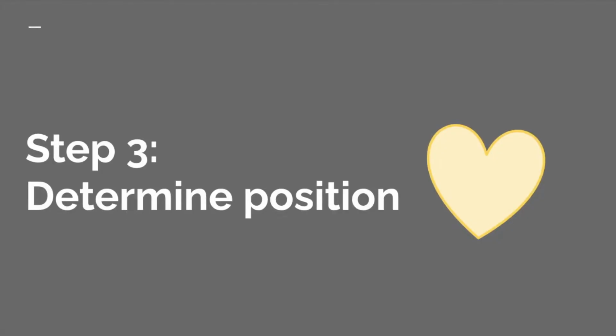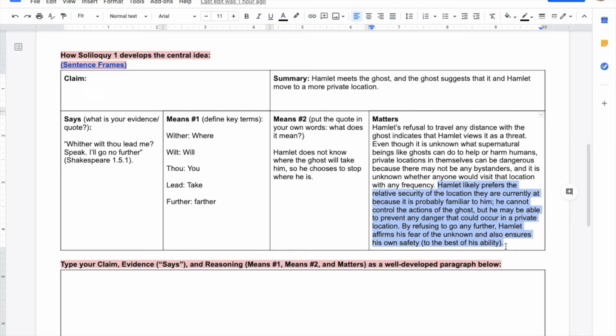I'm thinking about how a position is a writer's unique perspective on the topic. It's the product of critical thinking and reasoning, so I'm going to look at the last couple sentences in my matters section to see what unique perspective I have already come up with. Well, in these last two sentences, I'm discussing my inferences about Hamlet's fear of the unknown. I discover that Hamlet ultimately protects himself by refusing to travel to an unknown location with the ghost.